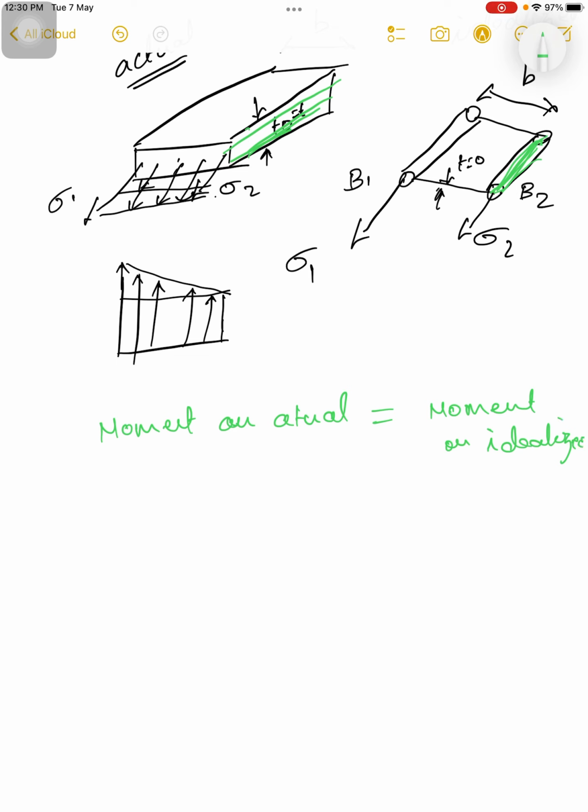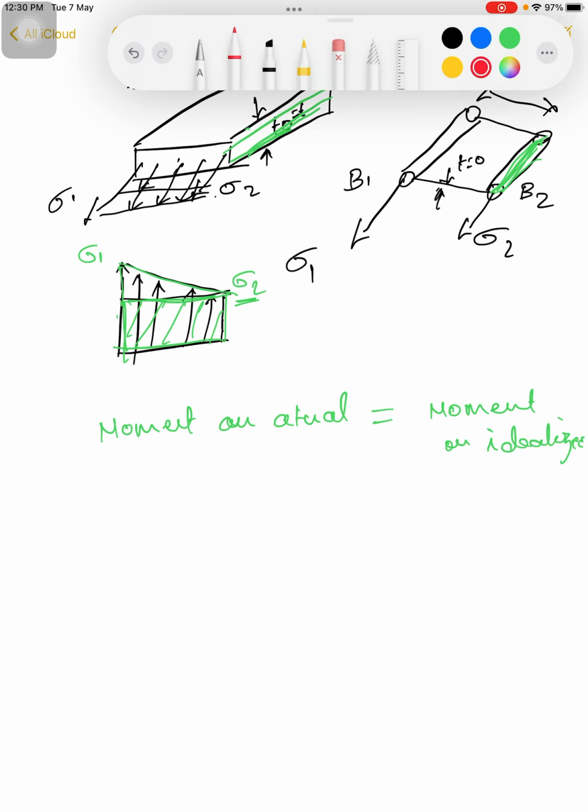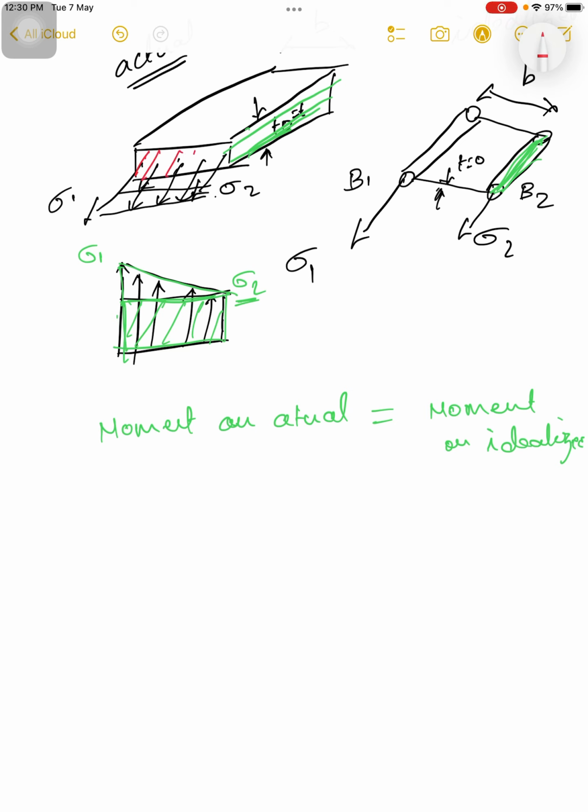Okay, so in this region we have a uniformly distributed load, and it will be varying like a triangle and a rectangle. So first we consider this rectangular region. Stress here is sigma 1 and sigma 2, and it is uniformly varying. So for the rectangular region we consider sigma 1, and the area acting on the region will be T into B.